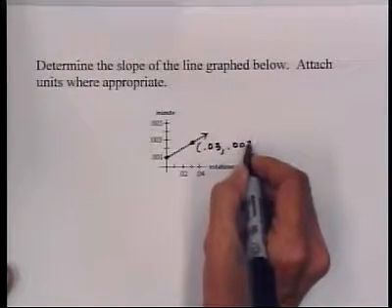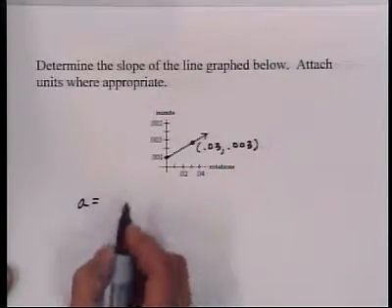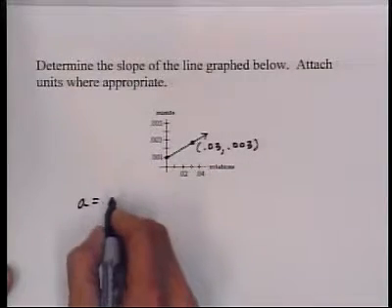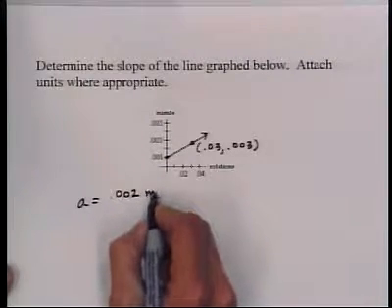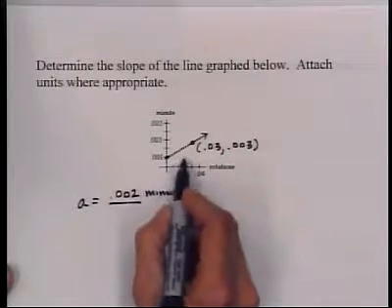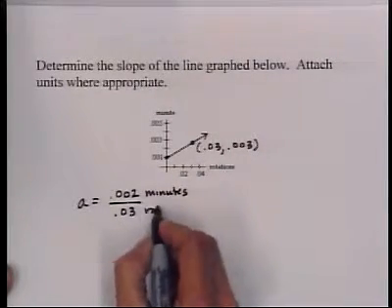0.03, 0.003. Now the slope of the line, according to the points I've chosen, is up 0.002 minutes, and to the right from 0 to 0.03 rotations.